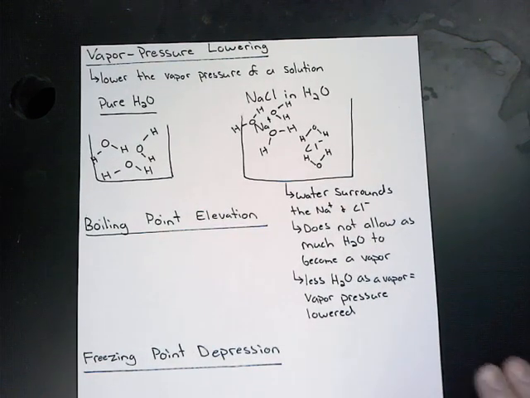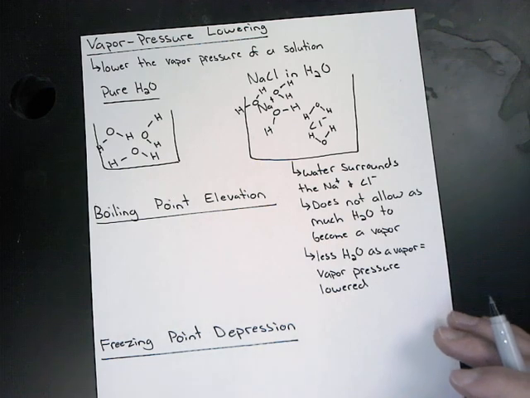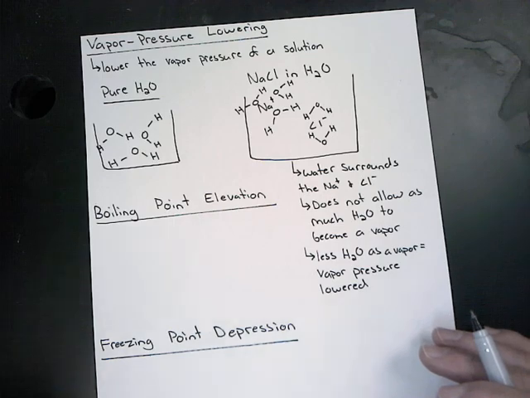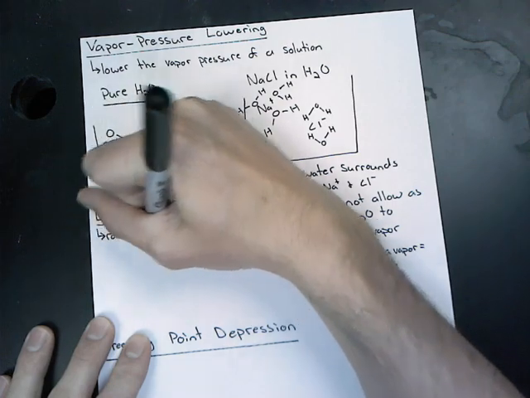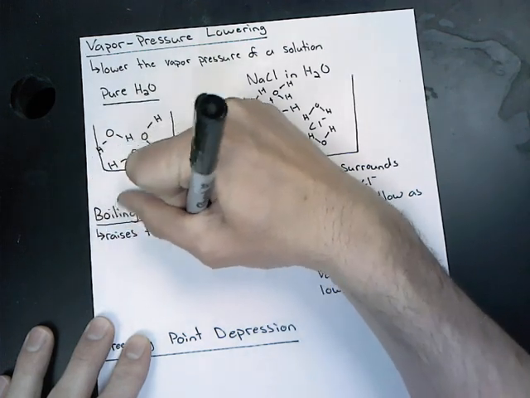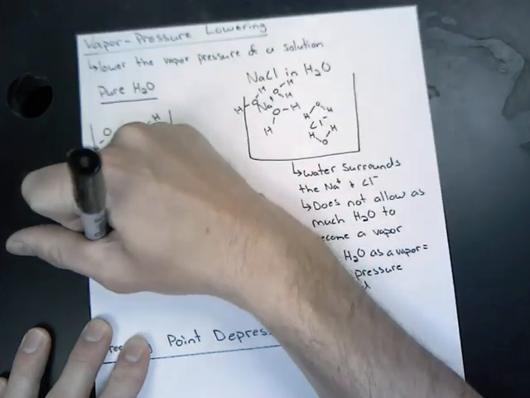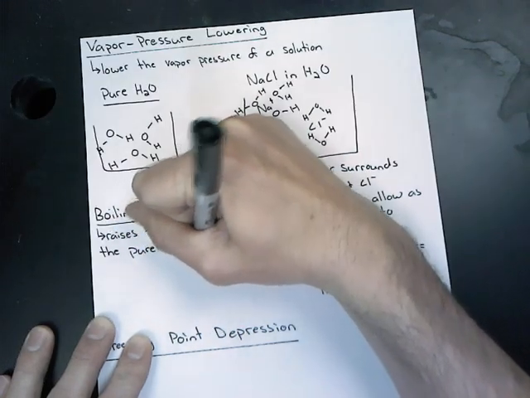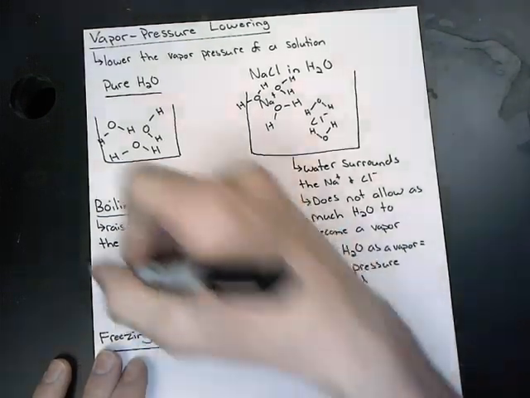All right, so now we talked about vapor pressure lowering. We are going to move on to boiling point elevation. So what happens in a solution? The boiling point is actually raised compared to the boiling point of the pure solvent. So what happens here? What we're interested in is the formula for this particular process.